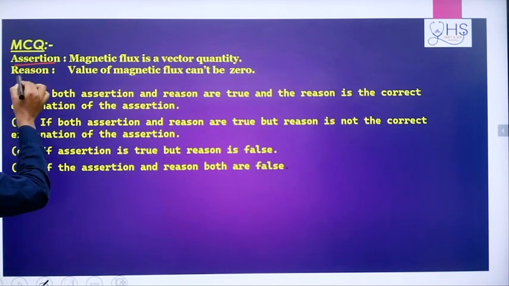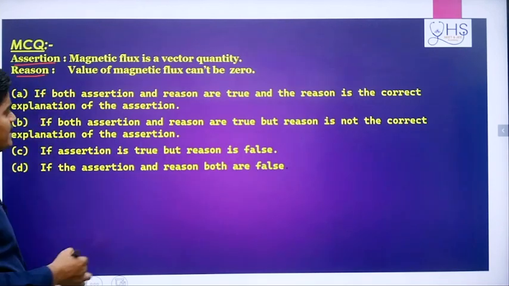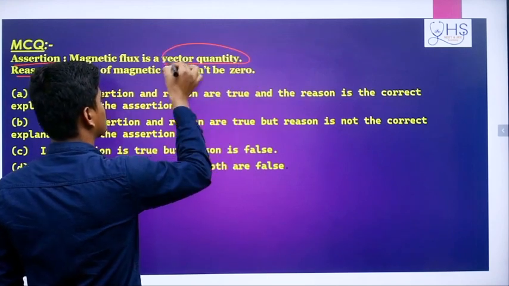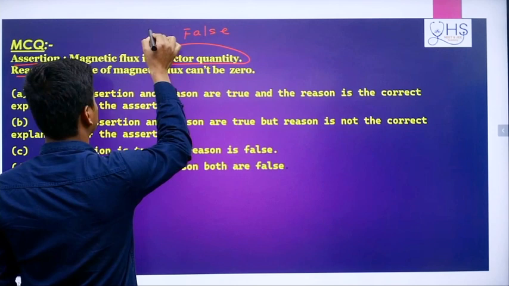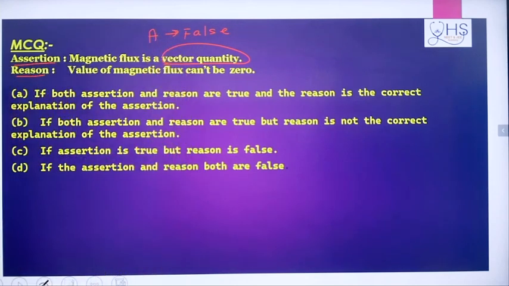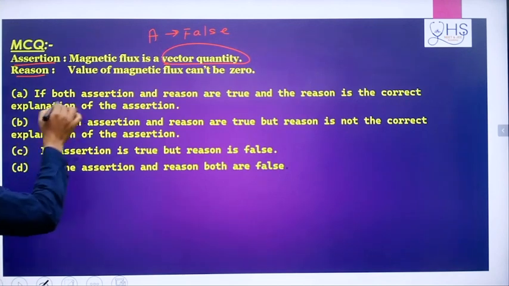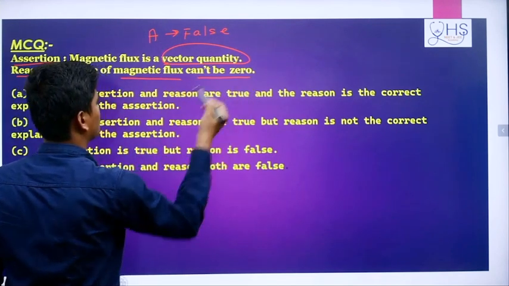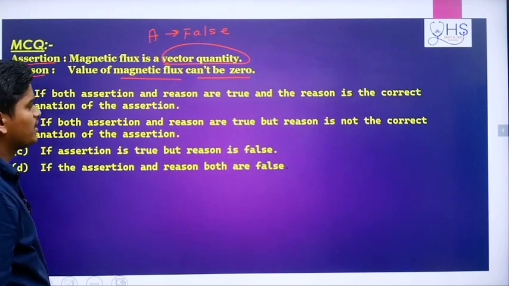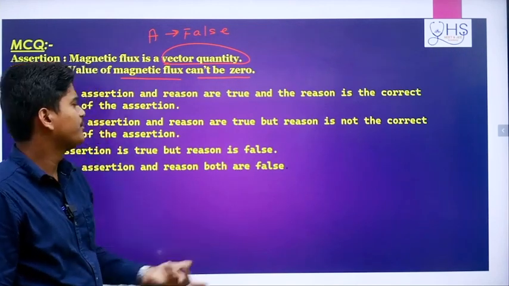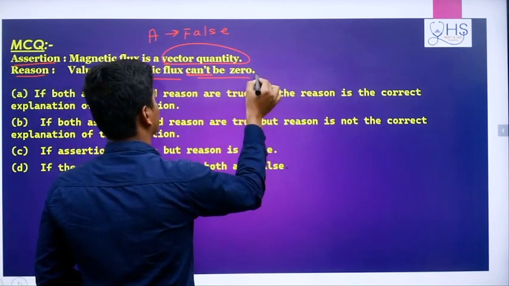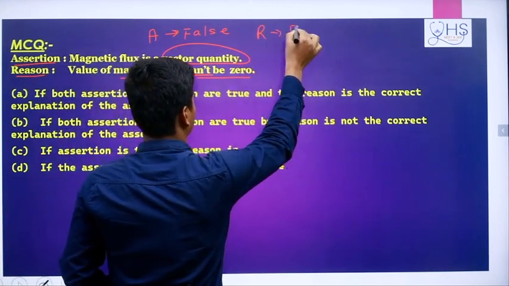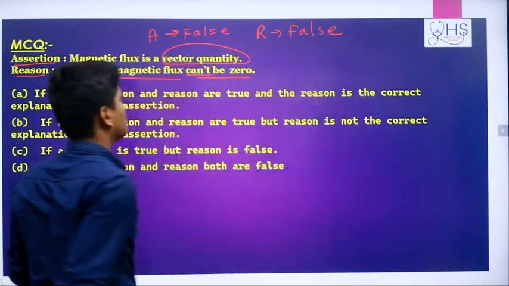Here it is an assertion and reason type question. Magnetic flux is a vector quantity. So this is definitely false. Already we discussed here that magnetic flux is a scalar quantity, so the assertion is false. Now the reason: value of magnetic flux cannot be 0. The value of magnetic flux can be 0, can be positive, can be negative, but they are asking here that it can't be 0. So this is also false. So the assertion is also false, the reason is also false.